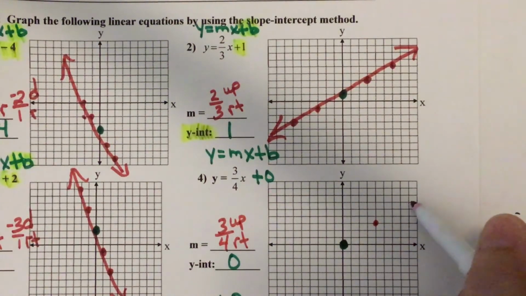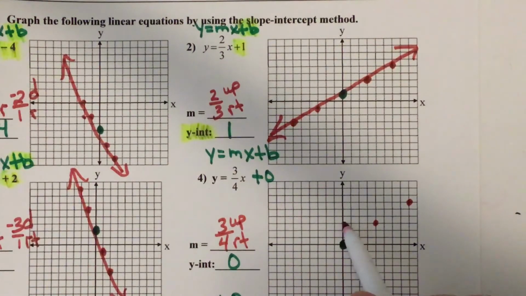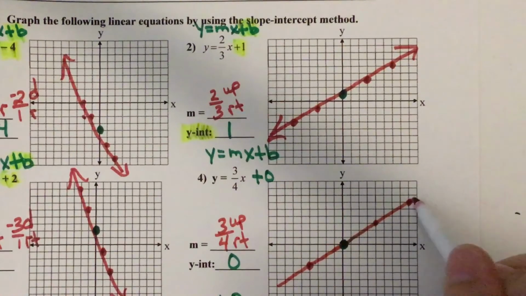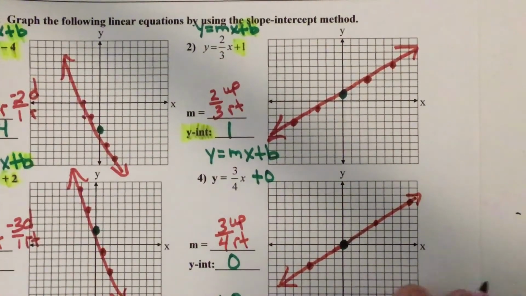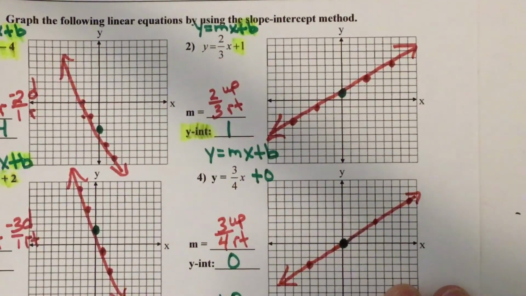1, 2, 3, 4. And if I had to go reverse, instead of up 3 and right 4, it'd be down 3 and left 4. 1, 2, 3, 4. So I'm just practicing both motions because you never know. Make those lines nice and long, arrows on both ends.